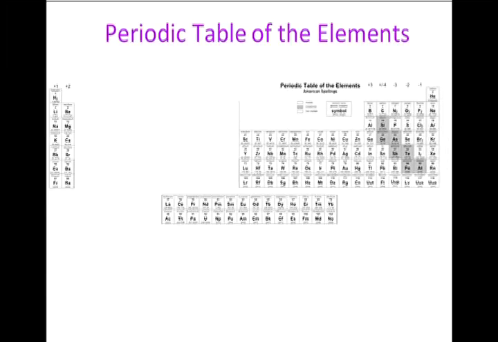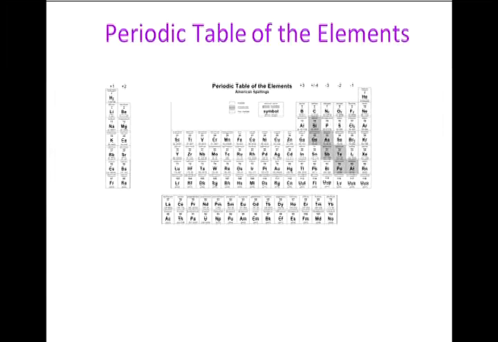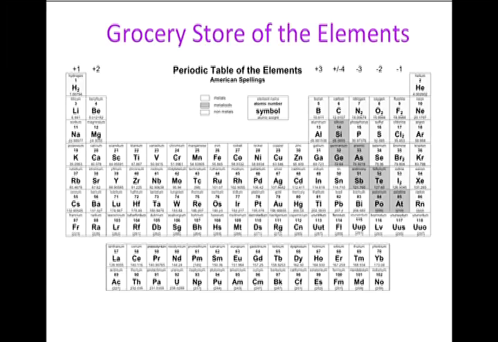So they take this out, squeeze these together, and now it fits nicely on a piece of paper and you can see it. You just have to remember that those two rows belong in the periodic table. So let's start talking about the aisles of our grocery store of elements.